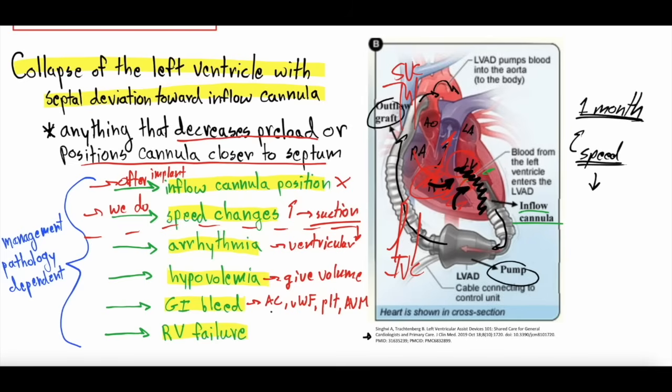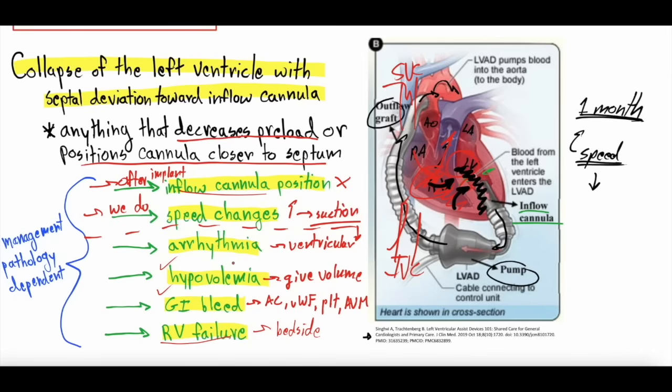Now, with right ventricular failure, fluids can make this worse, which is why we have to be very targeted, right? If someone's having suction events, don't just assume it's hypovolemia or GI bleed and then just give them a bunch of fluids and blood, because if it's RV failure, that will make that worse. This is where we really need to use bedside ultrasound to take a look at things. Bedside ultrasound can look at the right ventricular function. It can look at cannula position.